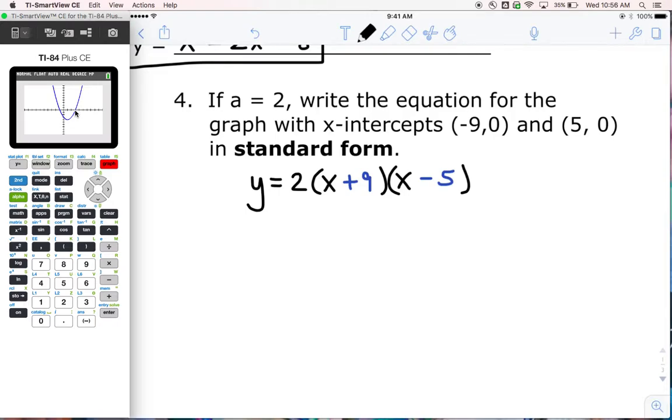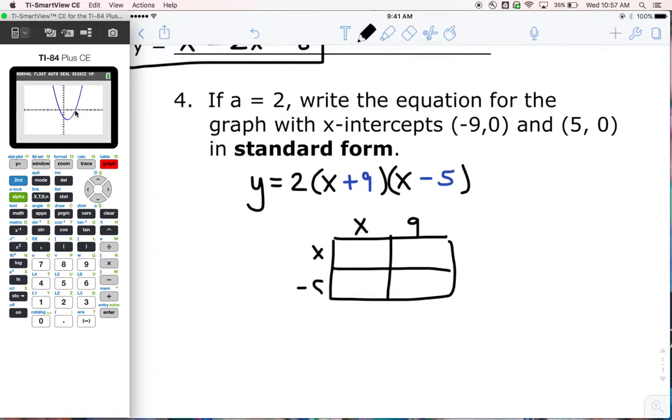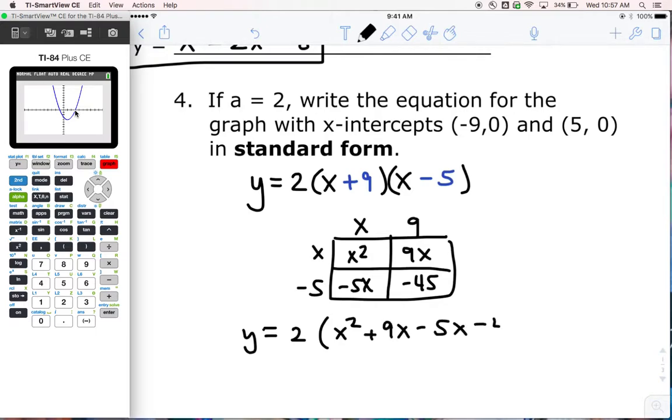Now if I want standard form, that means I've got to deal with these parentheses. I've got to multiply everything out. So I'm going to quickly do my box method here. And don't worry about the 2. Just use what's in the parentheses here. And I've got x squared, I've got 9x, I've got -5x, and I've got -45. So I've got y equals 2, but now I've got x squared, +9x, -5x, and a -45.